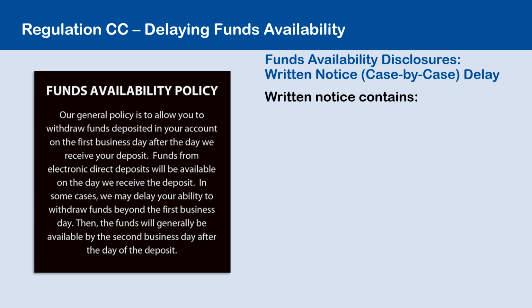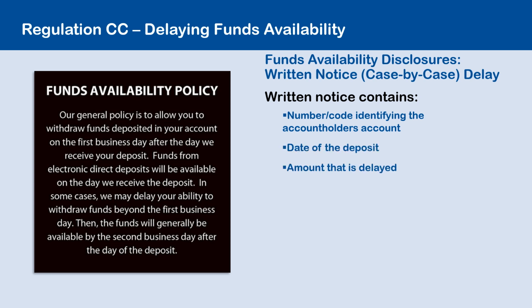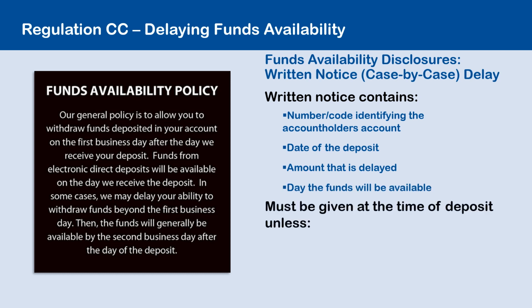Banks and credit unions must give you a funds availability disclosure or written notice due to the case-by-case delay. The written notice will contain the number code identifying the account holder's account, date of the deposit, amount that is delayed, and the day the funds will be available. It must be given at the time of deposit unless the deposit was not made in person or the financial institution decides after the fact to place the hold.